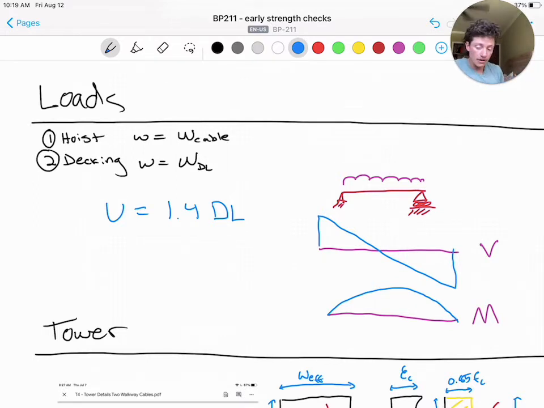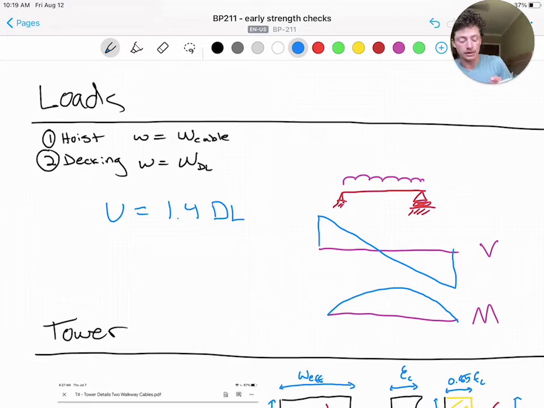And first things first, we need to recalculate and isolate the following loads, which we have done in some of our previous sections on anchor design and tower design, so I won't go back into that here. But as a reminder, that is the hoisting situation and our decking situation, in which we're going to have to think about the early strength of concrete.